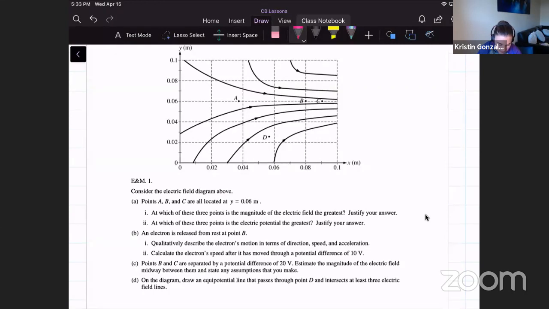And then B, an electron is released at rest from point B. Qualitatively describe the electron's motion in terms of direction, speed, and acceleration, and calculate the electron speed after it has moved through a potential difference of 10.